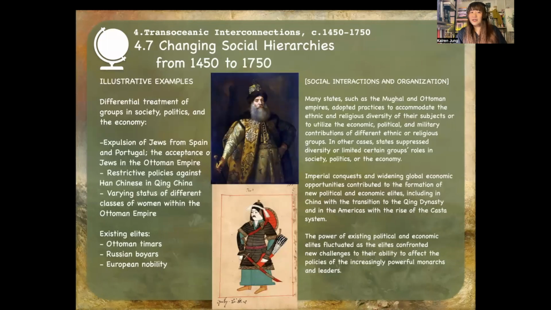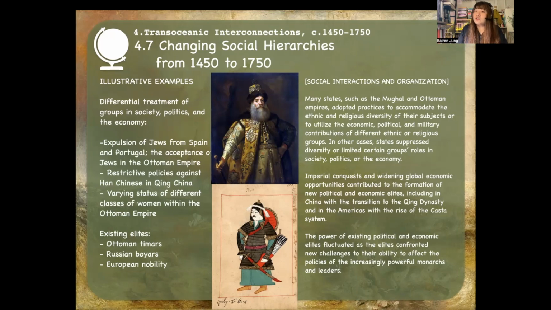In the illustrative examples, you need to remember differential treatment of groups in society, politics, and the economy, such as the expulsion of Jews from Spain and Portugal, the acceptance of Jews in the Ottoman Empire, restrictive policies against the Han Chinese in Qing China, and the varying statuses of different classes of women within the Ottoman Empire. Existing elites: Ottoman Timars, the Russian boyars, and then the European nobility.